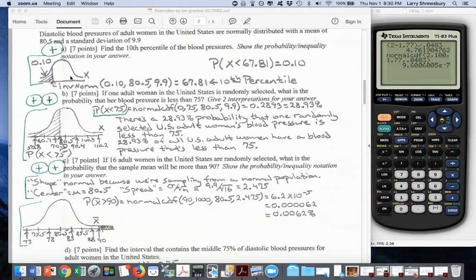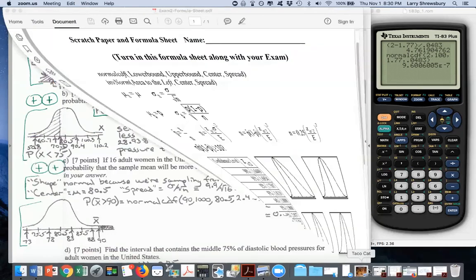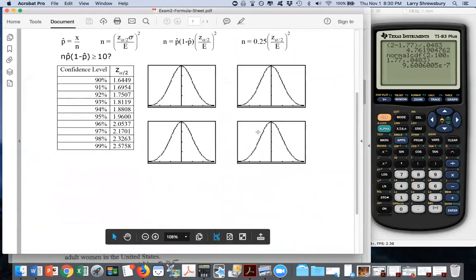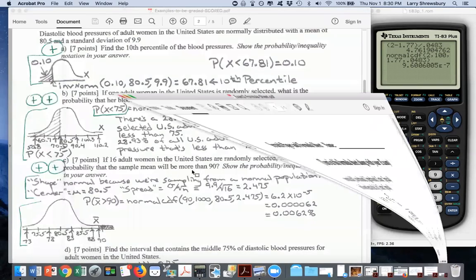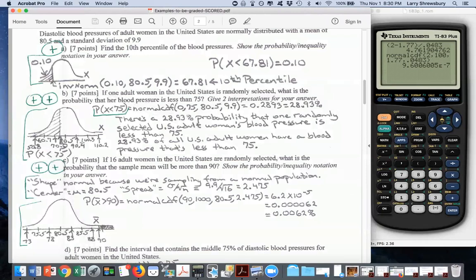So make the sketches. Now, this one says if one adult woman in the United States is randomly selected, what's the probability your blood pressure is less than 75? Now let's look at what the show-off did. So they made the sketch, and they put the number under each of the tick marks. Now, do note that I do have these blank normal curves on the formula sheet. I don't know if you noticed that or not. See them over here? So you can use these to help you with those. Just be sure and label which one is which.